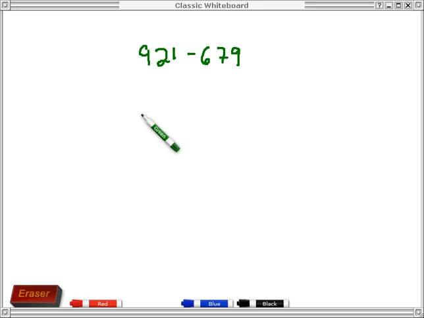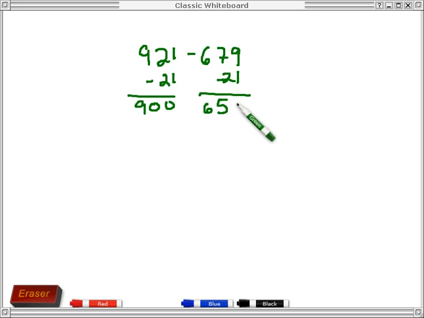Alright, now we'll try to do it together. So here you can decide whether it's easier to take the 21 out of the 79 or try to take the 79 out. So it looks to me like the 21 will be easier to deal with. So I'm going to take 21 out of both of these, and that leaves me with 900, and then I have 658. And now I'm really looking, instead of subtracting 679 from 921, I'm subtracting 658 from 900, which is easier. 58 out of 100 leaves me with 42. Then I have 800 minus 600, which is 200, which gives me the answer of 242.